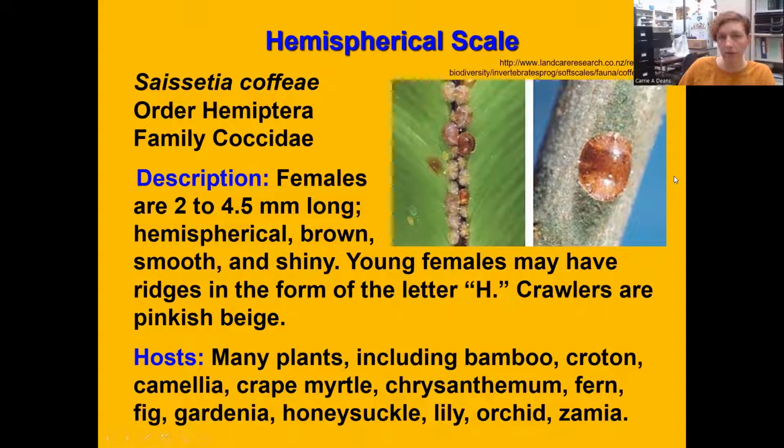Hemispherical scale, so this again is another type of soft scale. You can see it's a little more lightly colored than the brown scale, and they tend to have these kind of ridges on the ends of the waxy coating that can look sort of like a letter H on the back. Again, the species feeds on many plants: bamboo, croton, ferns again, different types of shrubs and flowers.